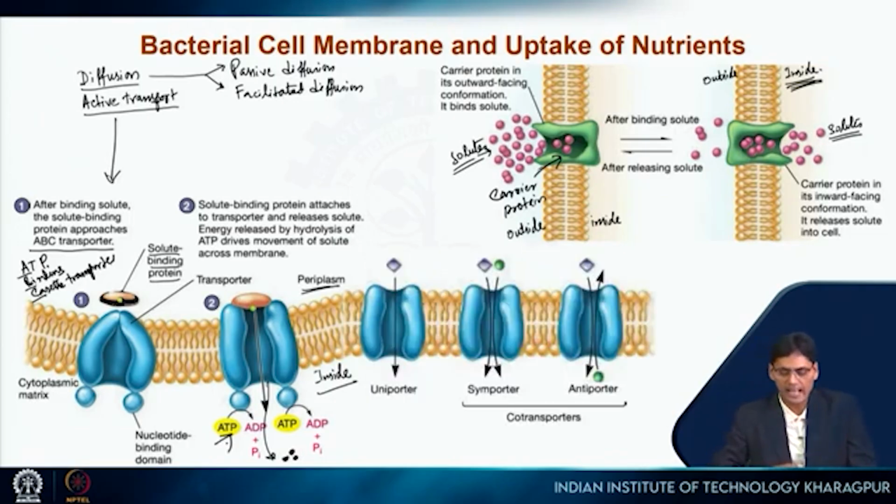Now this active transport can be uniport or co-transport. Uniport means one kind of substance going in one direction. For example, in the case of the ABC transporter, as you can see here, one kind of solute is going only inward. In a co-transporter, two substances, like one can be an ion and one can be something else, are moving. If both of them are moving in the same direction, it is called a symporter, and if the two are going in opposite directions, it is called an antiporter.